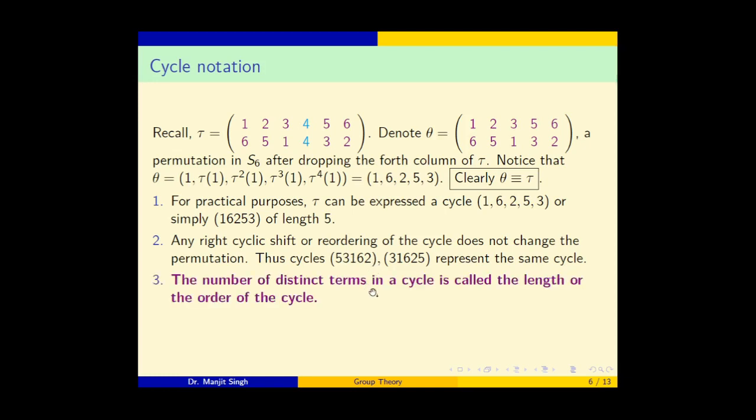The number of terms in a cycle is called the length. You see here there are 5 terms, 1 2 3 4 5, so it is of length 5, and this is called the order of the cycle. A cycle of length 2 is called a transposition. So a transposition is a cycle of length 2. It plays an important role in characterizing even and odd permutations.